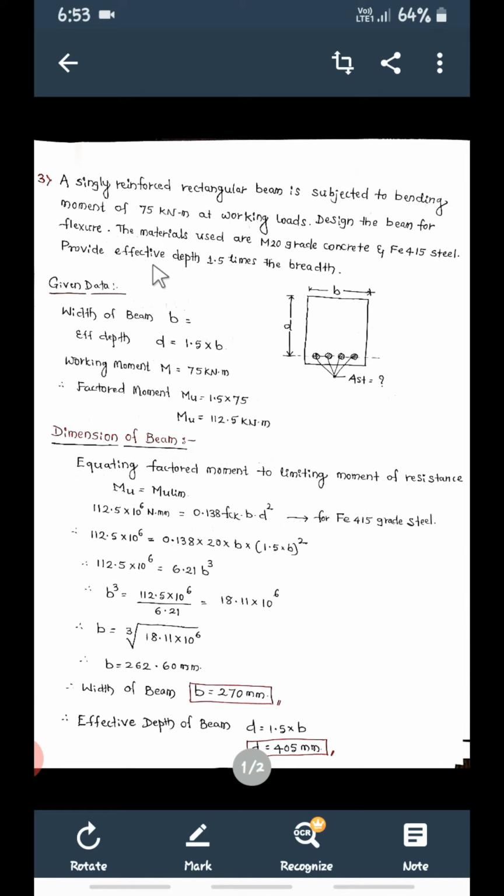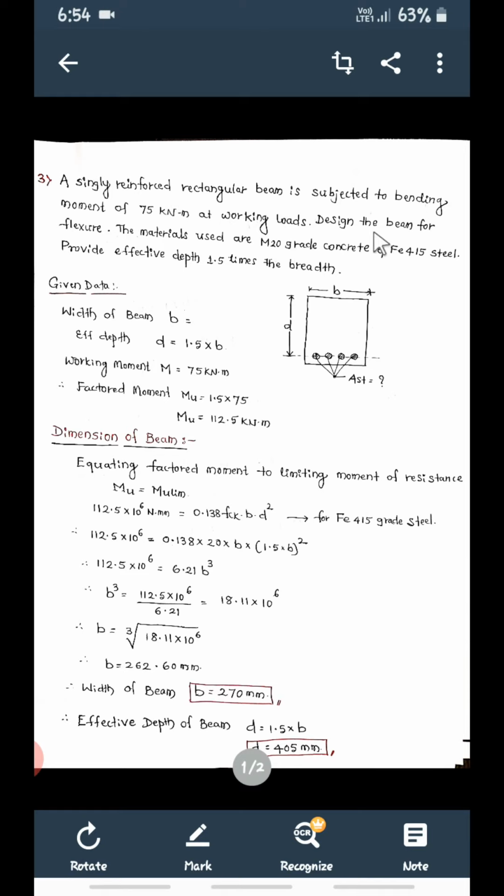So try to understand what is the difference between this problem and the previous problem we have solved. It is a singly reinforced beam which is subjected to a bending moment of 75 kilonewton meter at working loads. Means at working loads the moment will be 75 kilonewton meter. It is not a factored moment, it is working moment. It is M, not Mu. So factored moment is Mu, but here M is given. So working moment M is equal to 75 kilonewton meter.